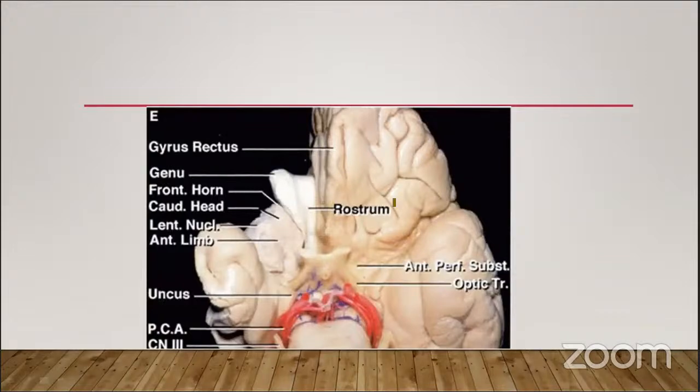So if we remove this layer of the cortex, we can see that the genu of the corpus callosum and the rostrum lie just deep to this part of the brain, and it houses the frontal horn of the lateral ventricle. Also, we know that lateral to the lateral ventricle, we have got various basal ganglia, the caudate nucleus, the lentiform nucleus and those structures. Also highlighted over here is an important structure, the uncus, that will be discussed in our next lecture when we talk about the temporal lobe anatomy.